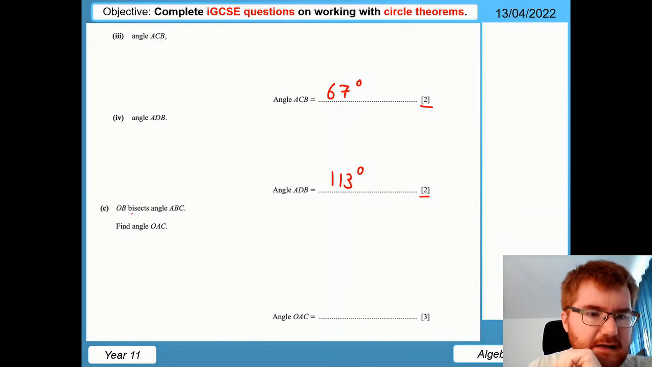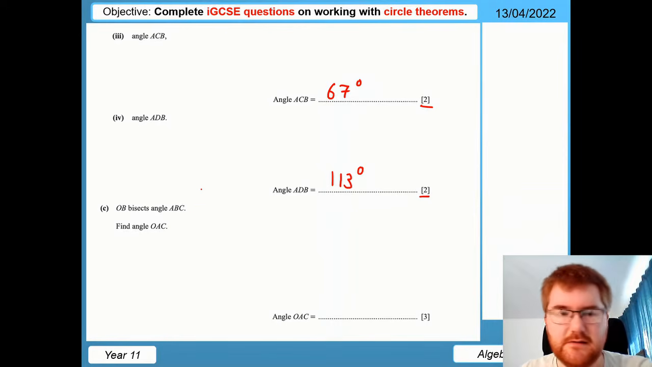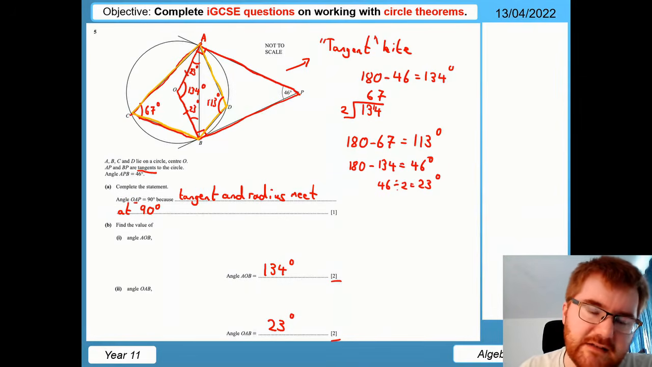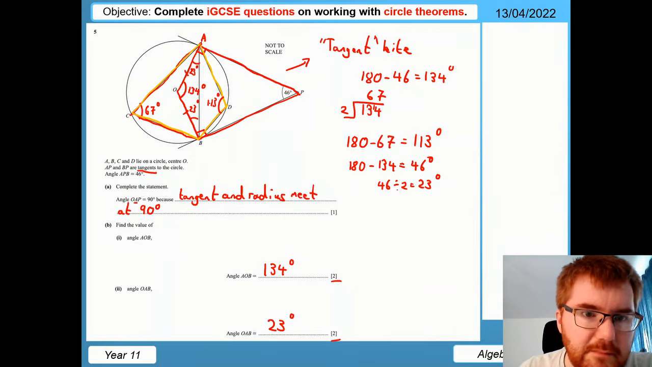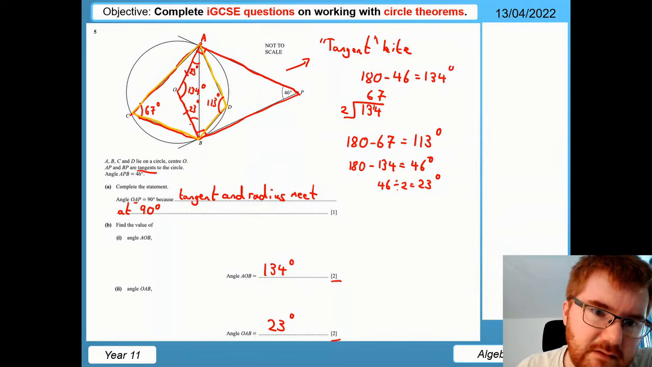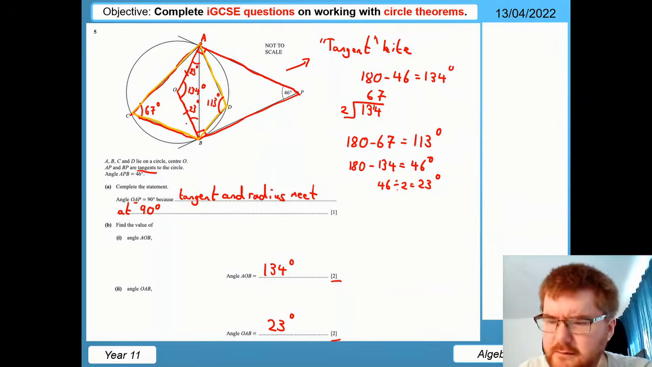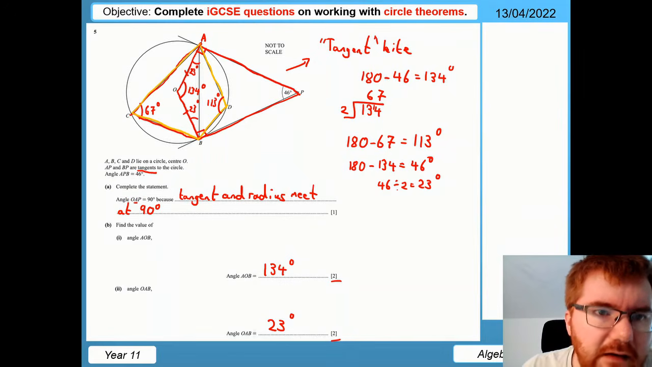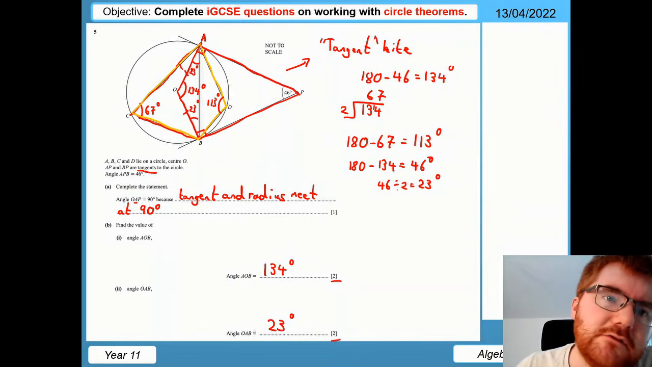Right, and part C, OB bisects angle ABC, find angle OAC. So OB, where's OB? OB bisects angle ABC. Aha, okay. So it bisects it. Right. So it splits up into two. I guess we have to work out this smaller angle, I'm guessing. Angle OAC. Okay, interesting.